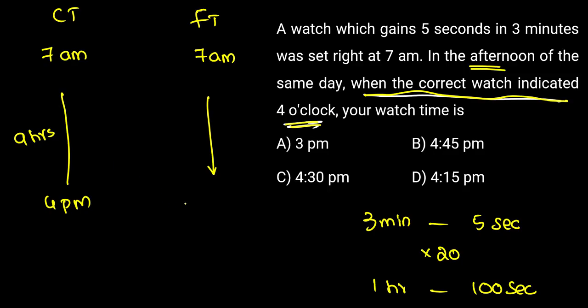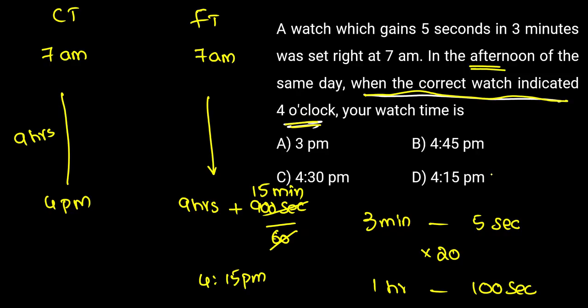9 hours means 900 seconds extra, which is nothing but 15 minutes. So your time should be 4:15. See the question, your timing is 4:15. But in these two questions, the reference is the correct time.